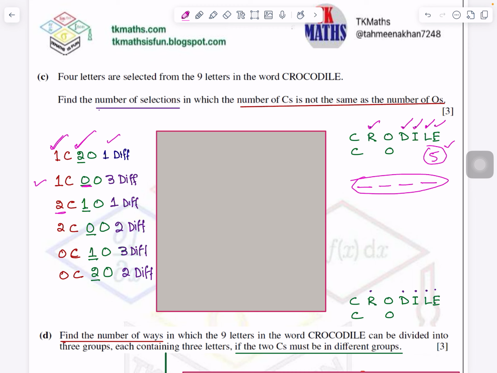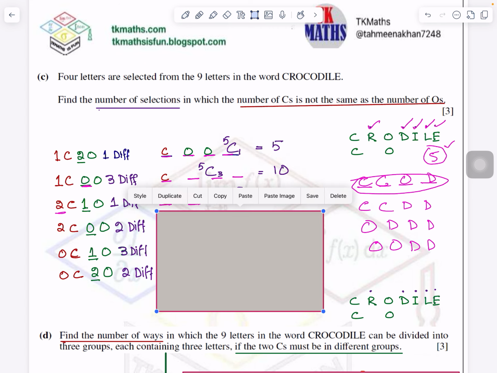2 C means 2 C, 1 O and 1 different letter. Then in this case 2 C and 2 different letters. There is no O. In this case no C, 1 O and 3 different letters. And in this case 0 C, 2 O and 2 different. So this is the way I have first of all written all the possibilities. After that I will apply combination, which I will show you now.